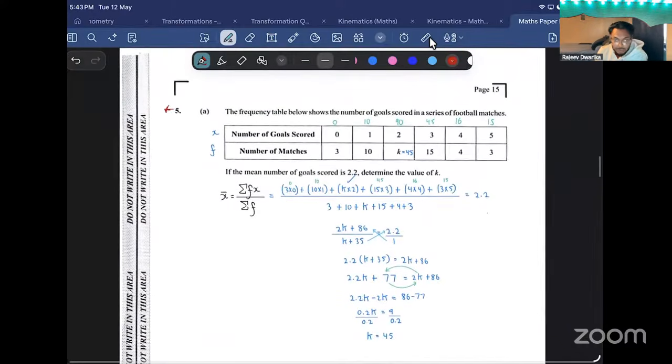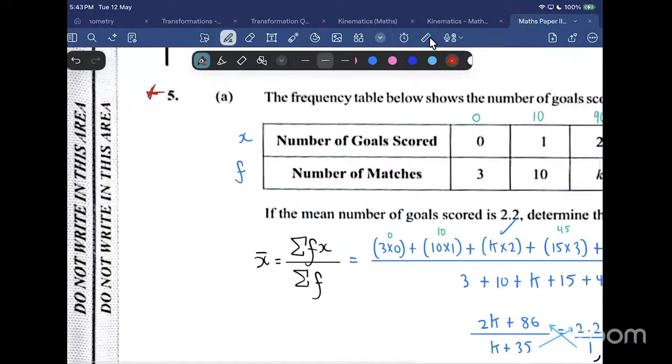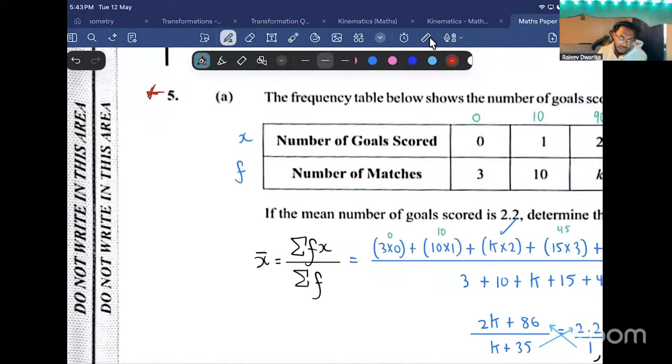This was a tough one, right? How many of you would have figured out that the number of matches is F and X is the number of goals? Be honest. It's tough, right?